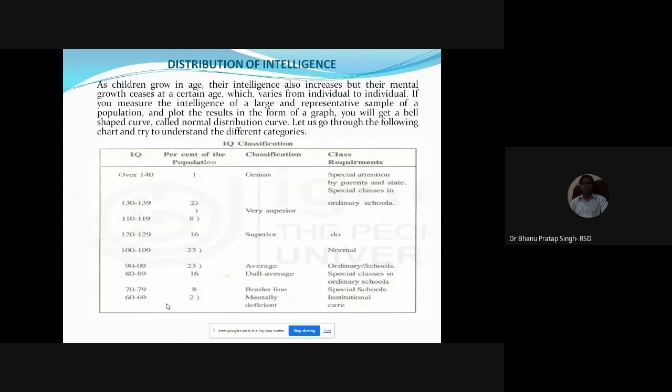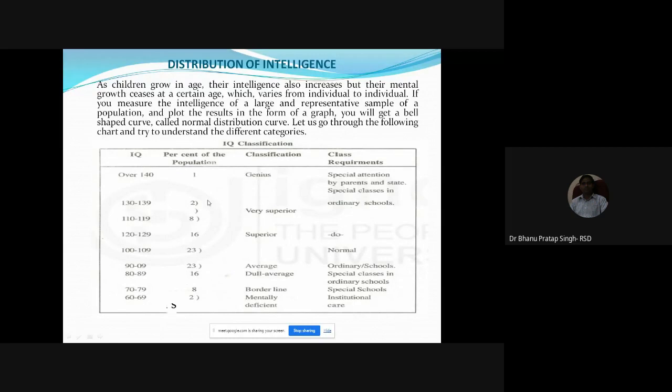You know, if we talk about IQ, as children grow in age, their intelligence also increases, but their mental growth at a certain age may vary because of individual differences and many other reasons. If you measure the intelligence, that is known as IQ, intellectual quotient. If we see the graph, here the examples are given.